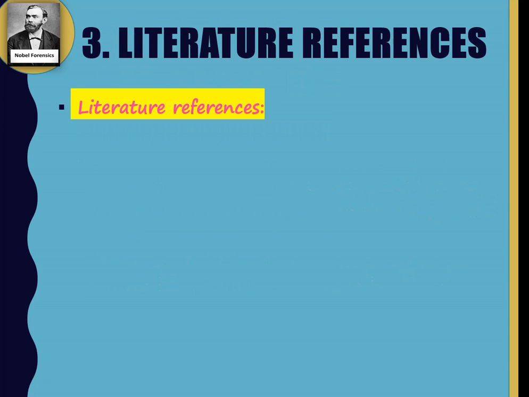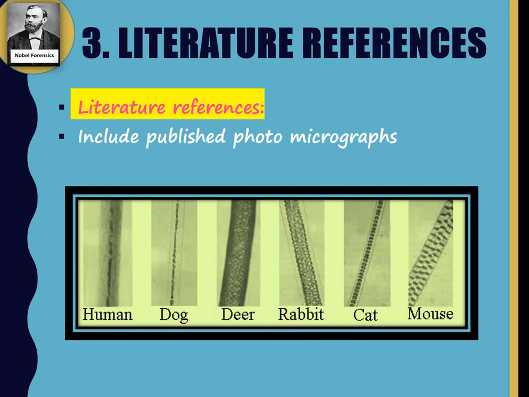Then literature references means the details about that particular hair. If cat hair, then the features of the cat hair, that is references. Literature references of hair also includes published photo micrographs like this. See, there is human hair, dog, deer, rabbit, cat, mouse. These are the photo micrographs of the hair.